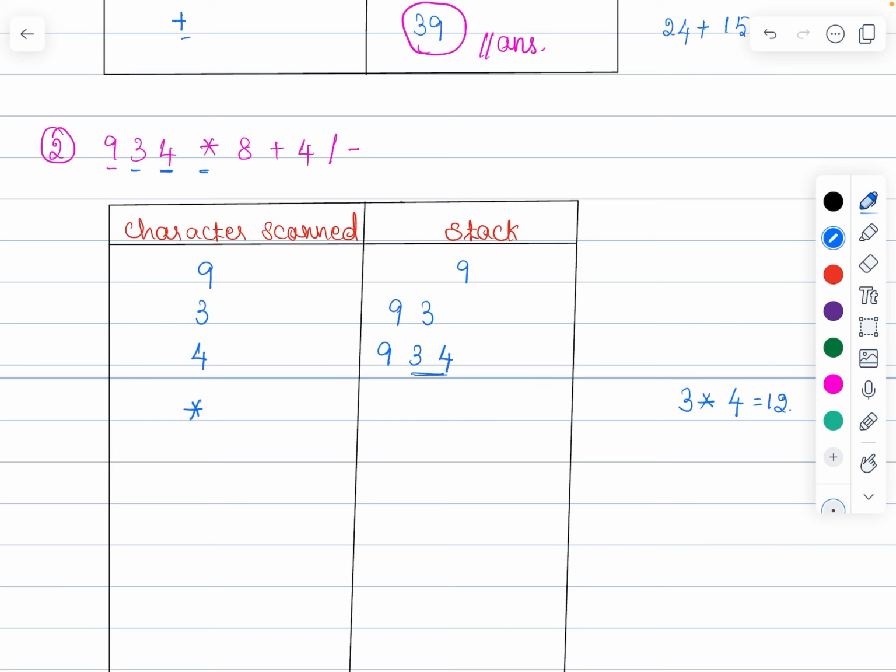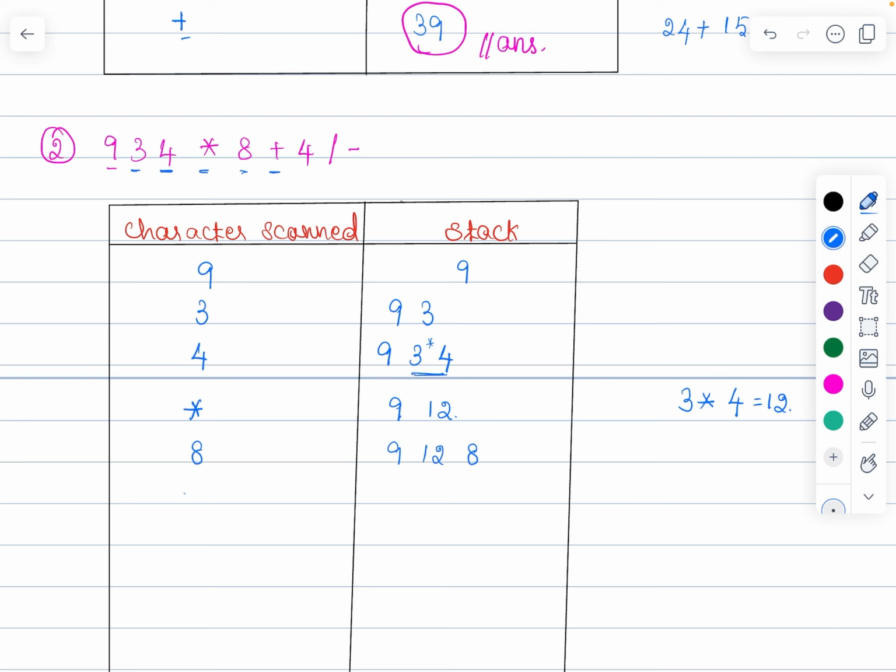After popping out these two, only 9 would be there in the stack, and after applying the operator between these two, we are getting the result 12. So push the result 12 back onto the stack again. And the next symbol is 8. Since it is an operand, we are supposed to push onto the stack. Already 9 and 12 are there. Now we are going to push 8 also onto the stack.